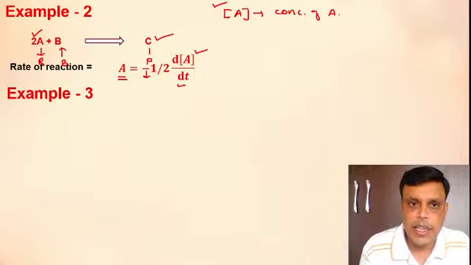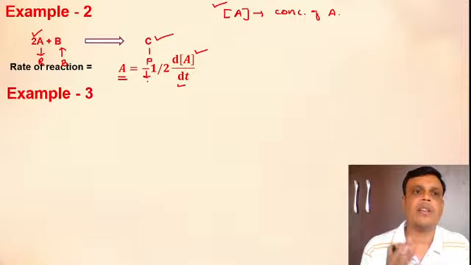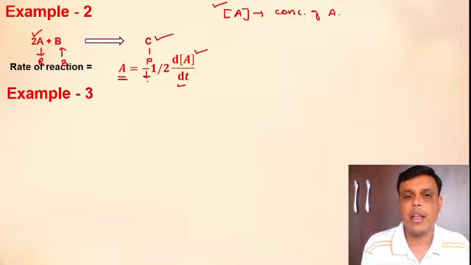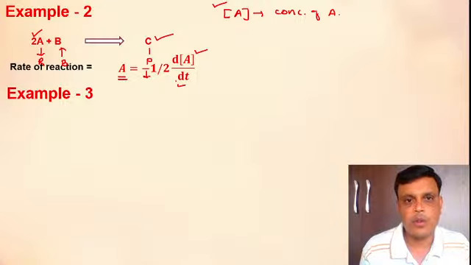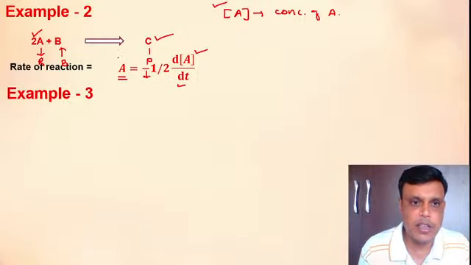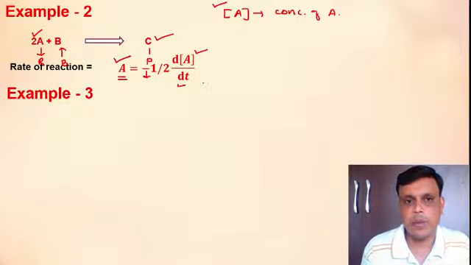And d by dt means what? There is a small change in concentration, because we are calculating the rate of reaction at any instant. किसी भी time पे हम लोग उसका rate of reaction calculate कर सकते हैं. So d by dt is a small change. So d concentration of A upon dt. This is the rate of reaction with respect to the reactant A.